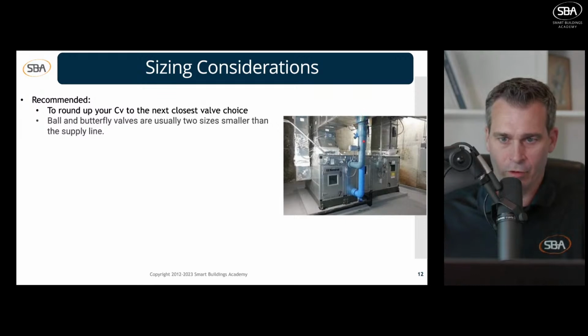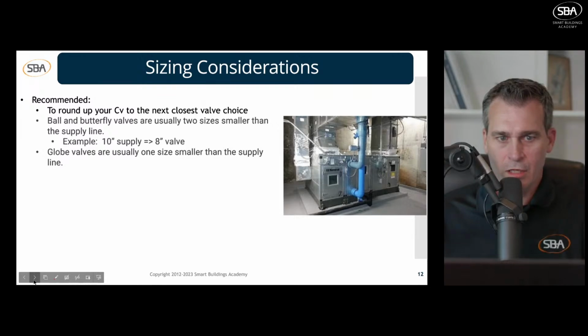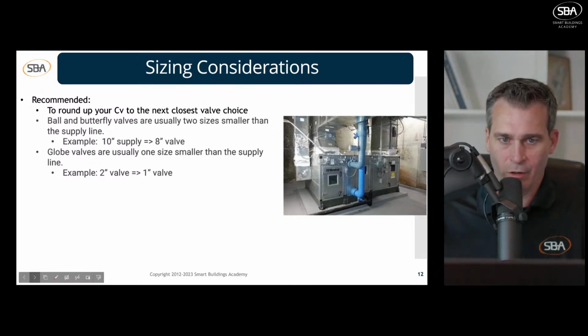So if you see a 4-inch line, you're going to be around a 2-inch valve. If it's more than that, then there might be an issue. For example, with a 10-inch line, we've got an 8-inch. Now, globe valves are usually one size smaller than the supply line. So if we have a 2-inch supply line coming in, then it could be around a 1-inch valve.